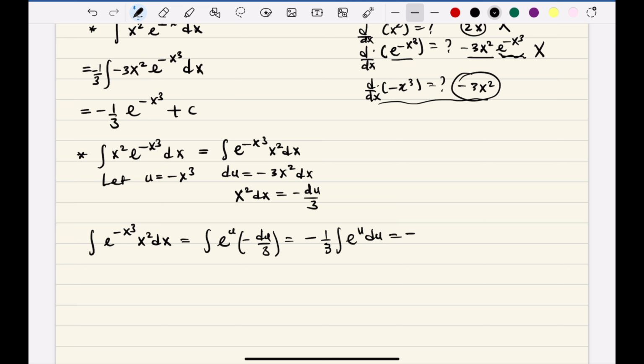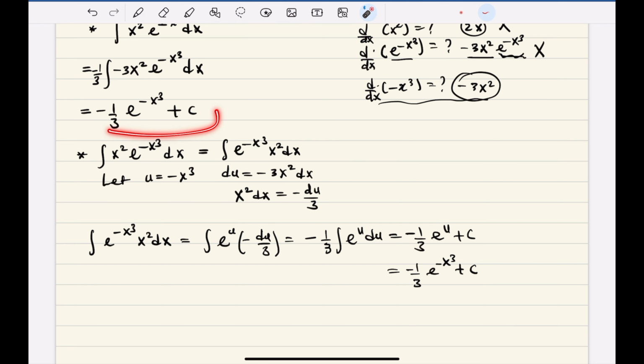And this is very famous. The integral of this is just e raised to power u plus c. And what was our u? Our u is negative x cube. So we have negative one third e raised to power negative x cube plus c, which corresponds to our previous answer.